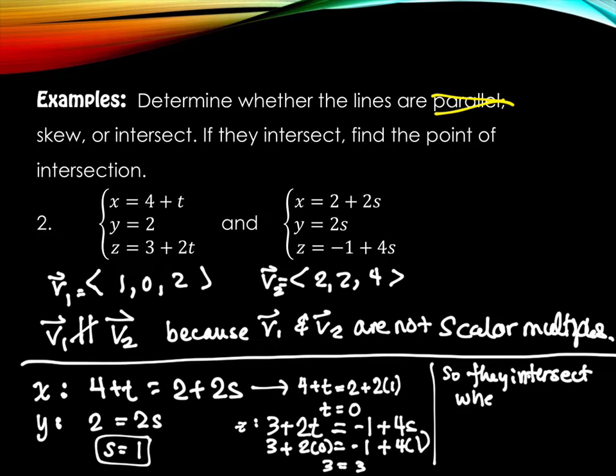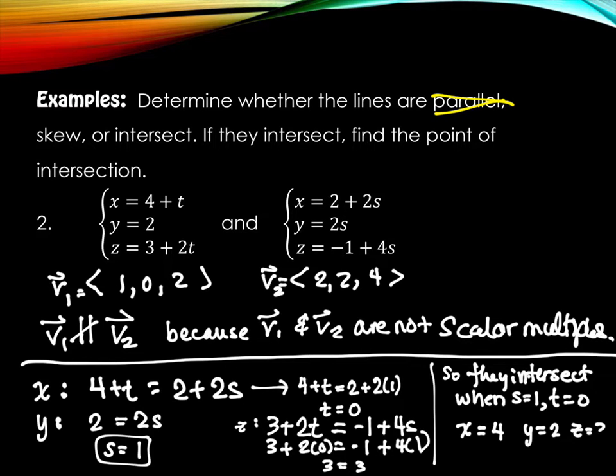Correct. So they intersect when s is equal to 1, t is equal to 0. And we can figure out what that value would be, write the ordered pair for it. When s is equal to 1, we'll just use this. If s is equal to 1, what's x? 4. If s is equal to 1, what is y? 2. And what is z?